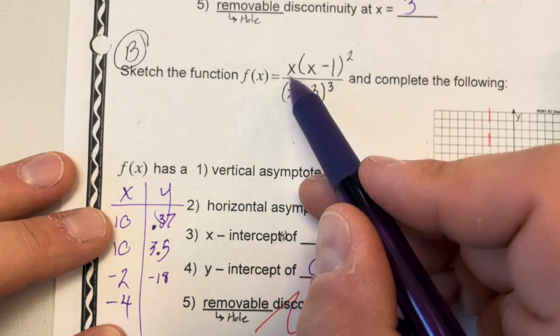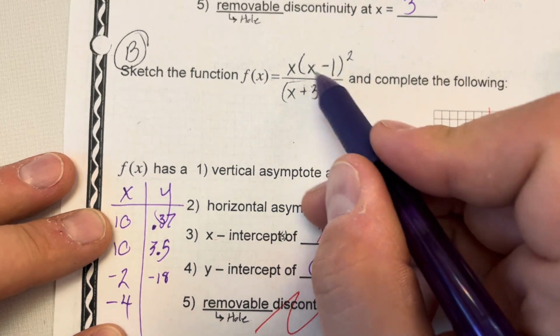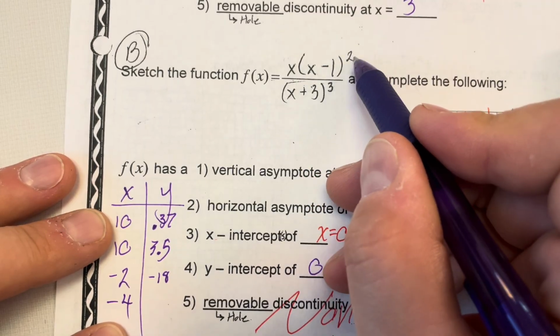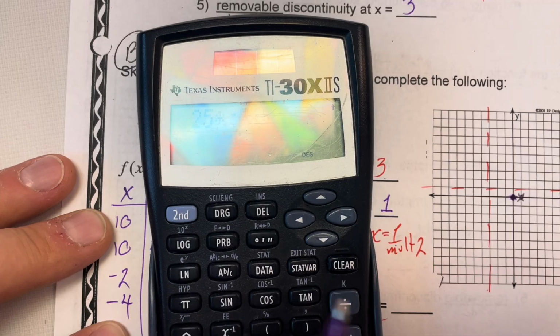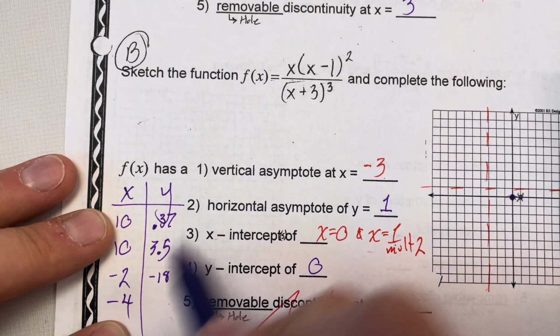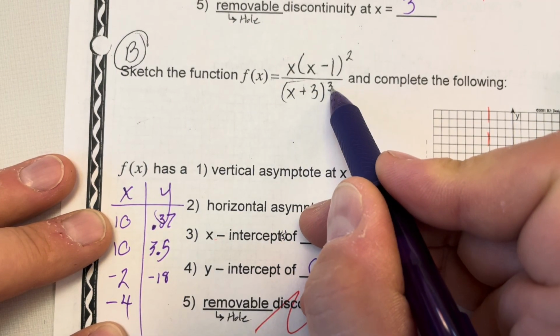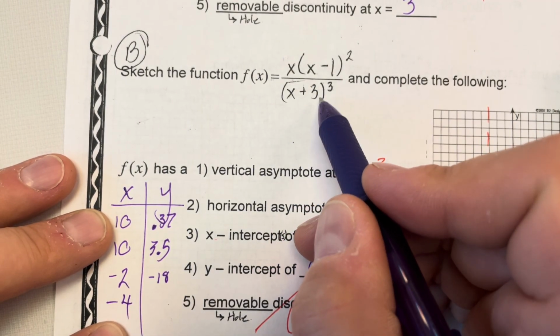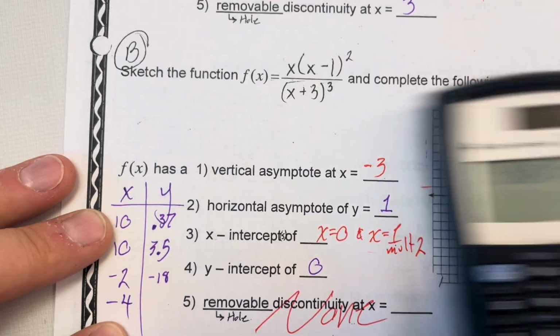Negative 4. So negative 4 minus 1 is going to be negative 5. Negative 5 squared is positive 25. So we're going to have 25 times a negative 4, which is negative 100. Negative 100 then gets divided by 4. So negative 4. So this is going to be negative 1 cubed. Negative 1 cubed means that it's going to be a negative 1 at the end. So divided by a negative 1, it's a positive 100.